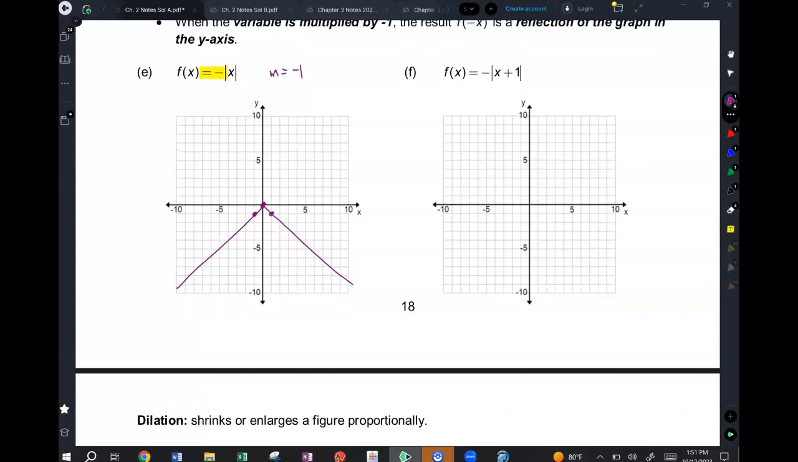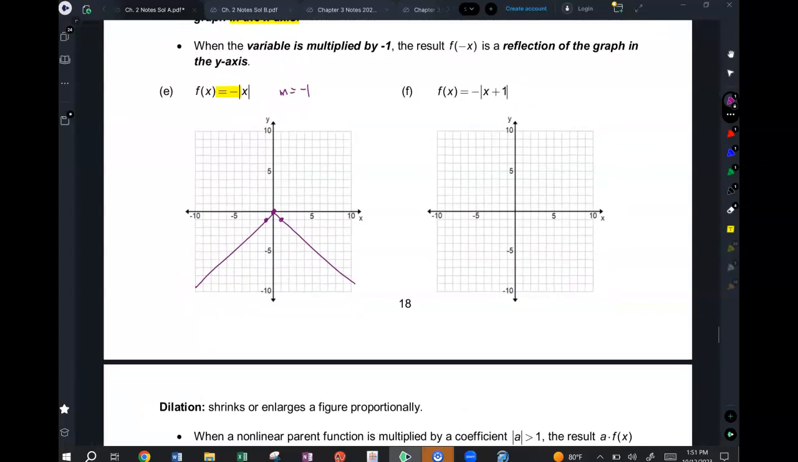Now, next one. Where does the plus 1 move the graph? Negative 1. Left. The negative is a what? Reflection. It's a reflection. So I go to the left one, and from there I go down 1 over 1, down 1 over 1. There.